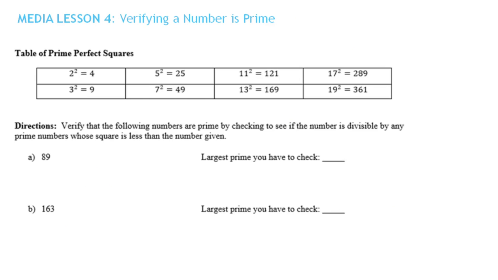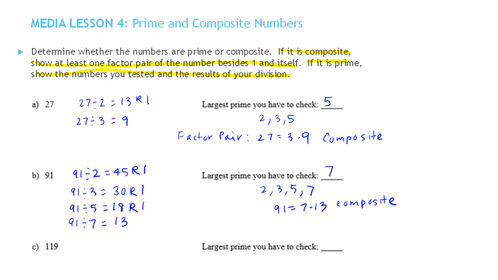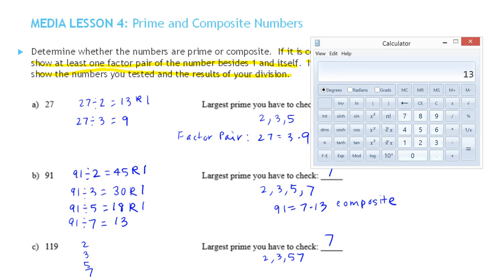Okay, 119, let's see how high we have to check. It's less than 121, so good news, we only have to check up to 7 again. So we're going to check 2, 3, 5, and 7. In this one, let's not write out all the division. We'll just list them here and look for remainders on the calculator.